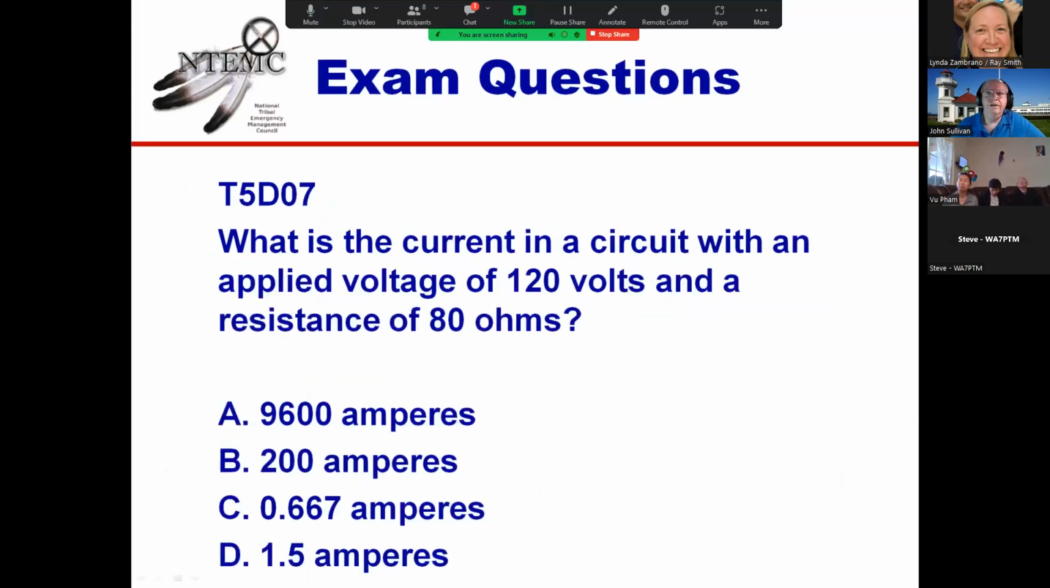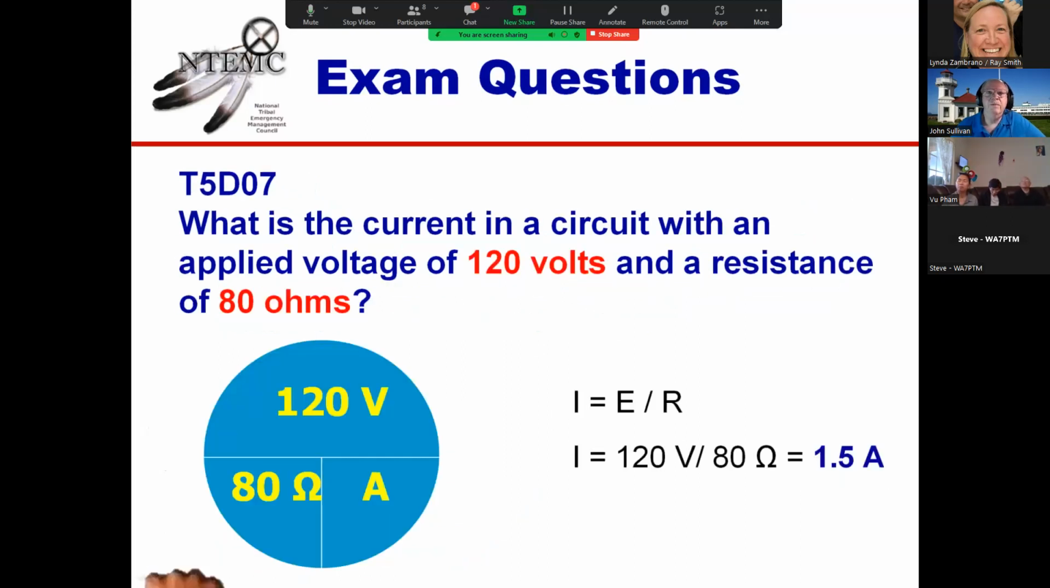What is the current in a circuit with an applied voltage of 120 volts and a resistance of 80 ohms? This time, we're going to put our thumb over the amps. We've got volts over ohms divided out, 1.5 amps.